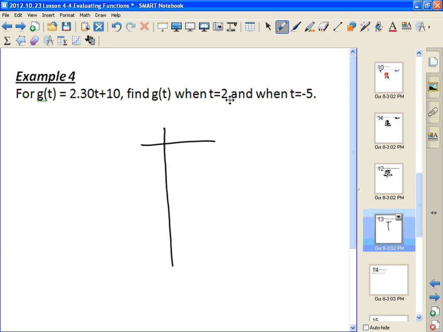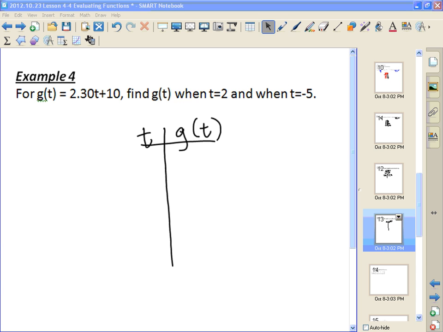T. Okay, it gives us T values. Okay, so find G of T when T equals 2 and when T equals -5. So this column is T, and the other one is G of T. Good. Okay, G of T is kind of like F of X. They just changed the letters around on us. Okay, so take a second and see if you can figure it out, and we'll walk around.